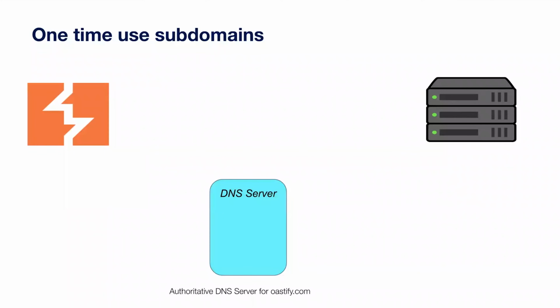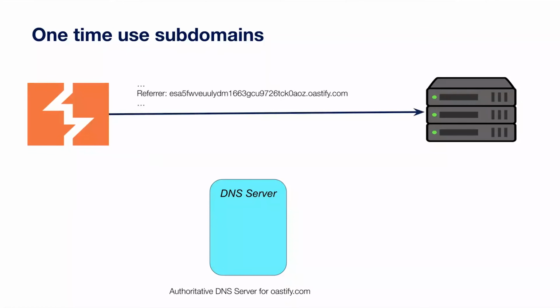Building on that a little more, we want to ensure that the domain we're going to use to trigger this network interaction isn't in a cache. We also want to be able to unambiguously define the taint path, so the path from the data we're sending in back to the interaction we receive on our server. In order to do both of these things, we use one-time use subdomains.